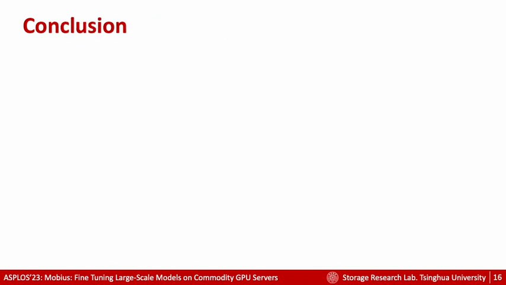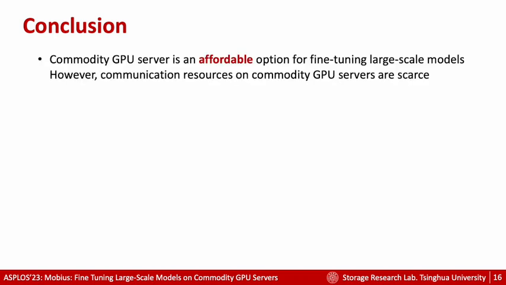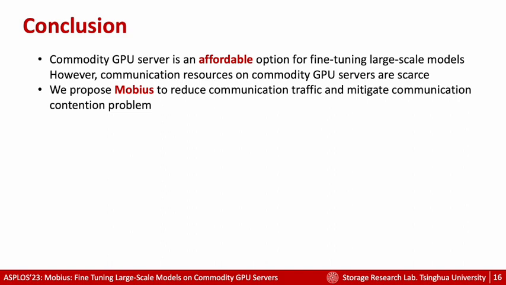Finally, there are some brief conclusions. Commodity GPU servers are a more affordable option for fine-tuning large-scale models. They are cheaper than data center GPU servers and provide sufficient computing power. However, the communication resources on commodity GPU servers are scarce. Therefore, we propose Mobius, a communication-friendly large-scale model training framework to cater for scarce communication resources on commodity GPU servers.